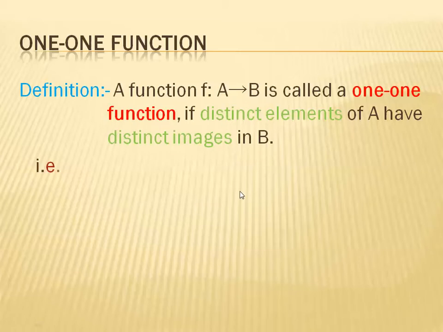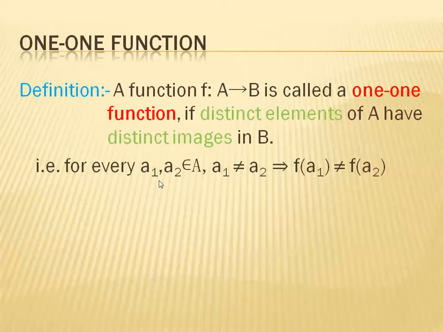In other words, you can say for every a1, a2 belonging to A, that is, two elements of the domain of the function, if a1 is not equal to a2, right, then that implies f of a1 is not equal to f of a2, that is, their images are different. That is, if elements are different, their images must be different, then that function is called a one-one function.